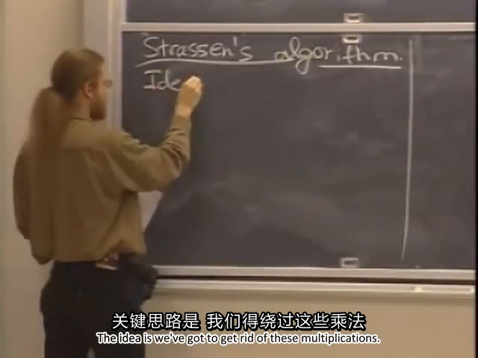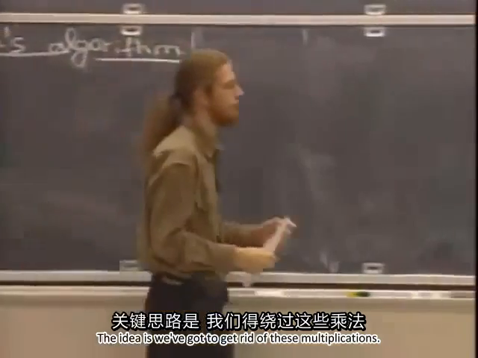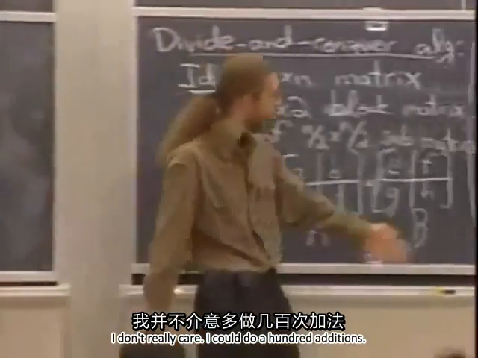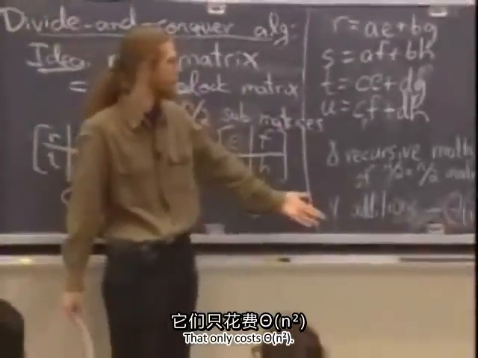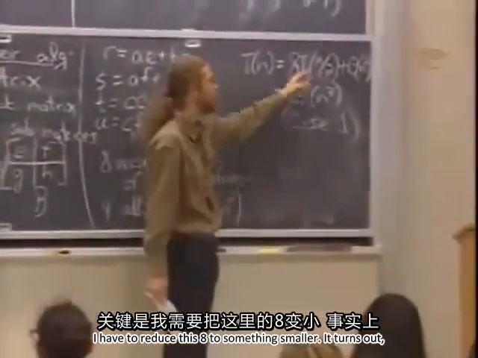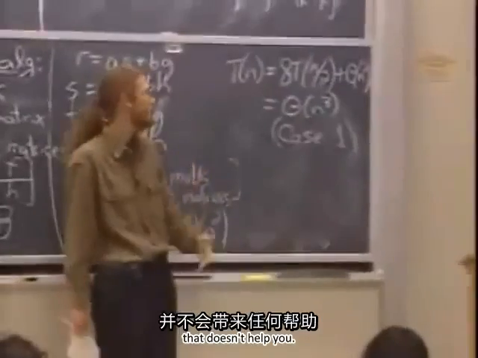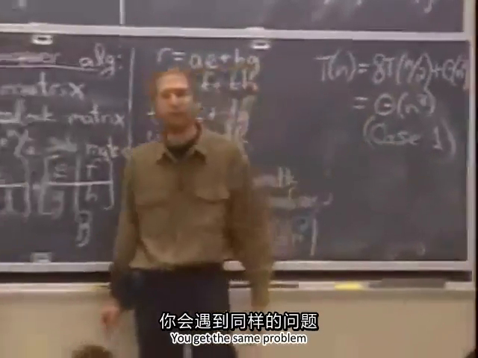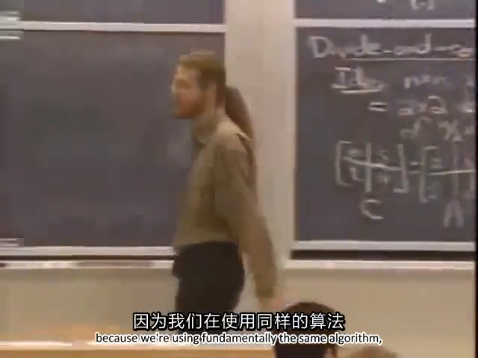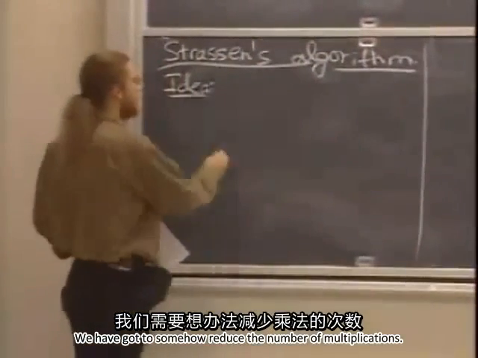So the idea is we've got to get rid of these multiplications. I don't really care how many additions. I could do 100 additions. That only costs theta n squared. I have to reduce this 8 to something smaller. Turns out if you try to split the matrices into 3 by 3 or something, that doesn't help you. You get the same problem, because we're using fundamentally the same algorithm, just in a different order. We've got to somehow reduce the number of multiplications.